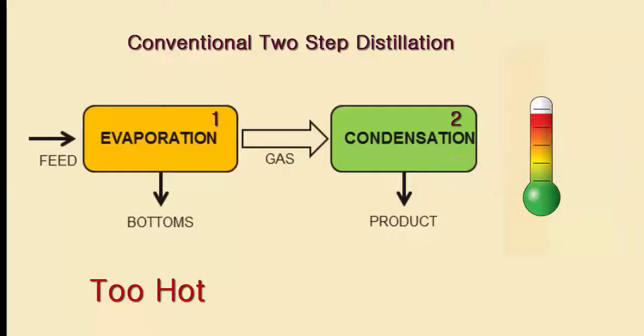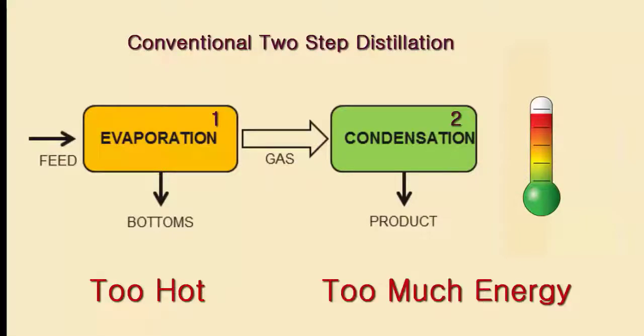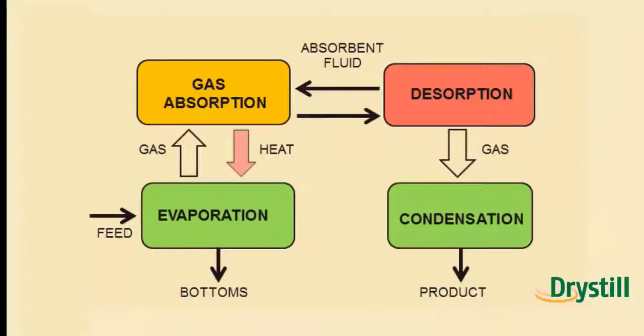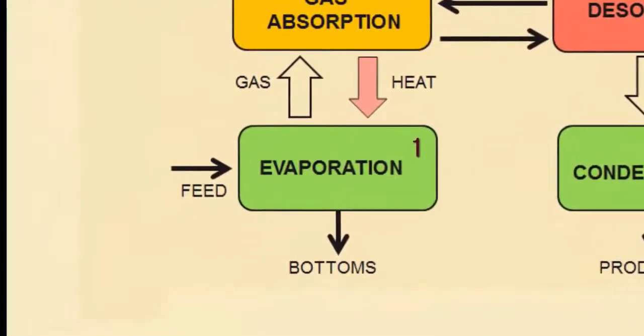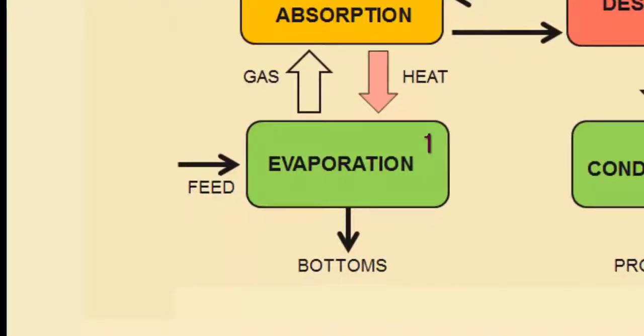A second limiting feature of the process is that it is extremely energy intensive. Dry Still offers a 4-step process that reduces both the evaporation temperature and the overall energy consumption. It addresses a felt need in many industries for a new and better way to separate volatile components from temperature-sensitive liquids and slurries. Step 1, evaporation, is functionally the same as its counterpart in conventional distillation, but takes place at a lower temperature and pressure.